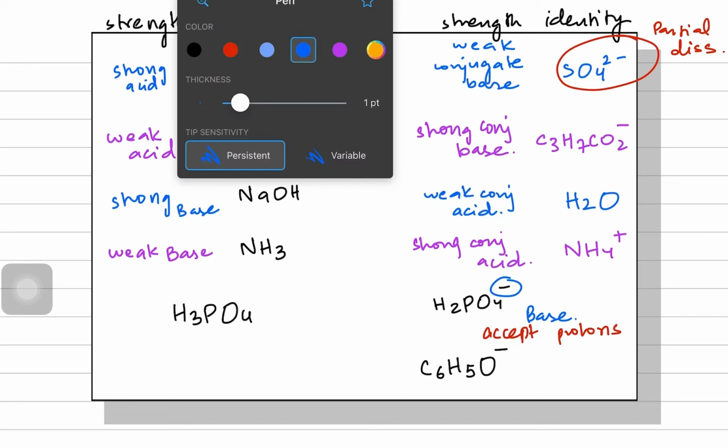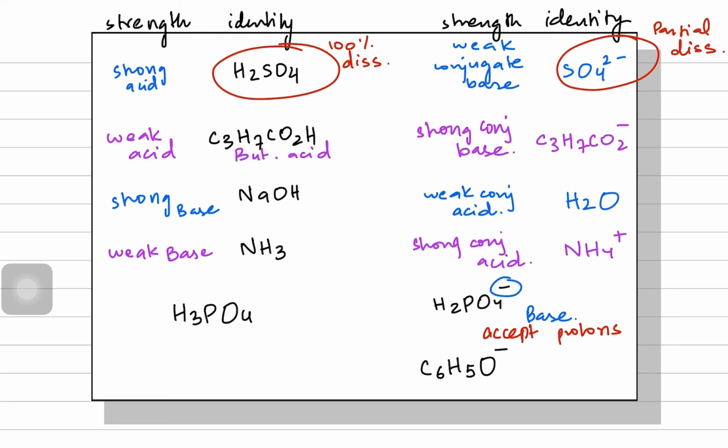In the next example, you can see C6H5O minus is also a base because of the negative charge. So it will also accept protons because the protons will be attracted to the electron pair. So it should have a conjugate acid, which is C6H5OH. So that is how we find out that acids have conjugate base pairs simply.